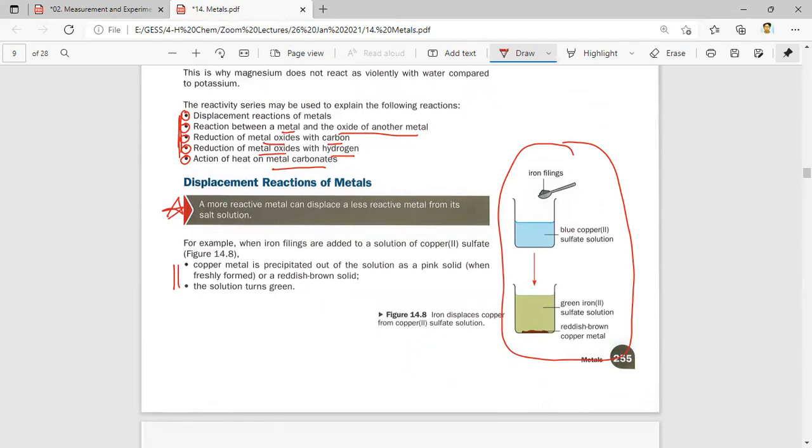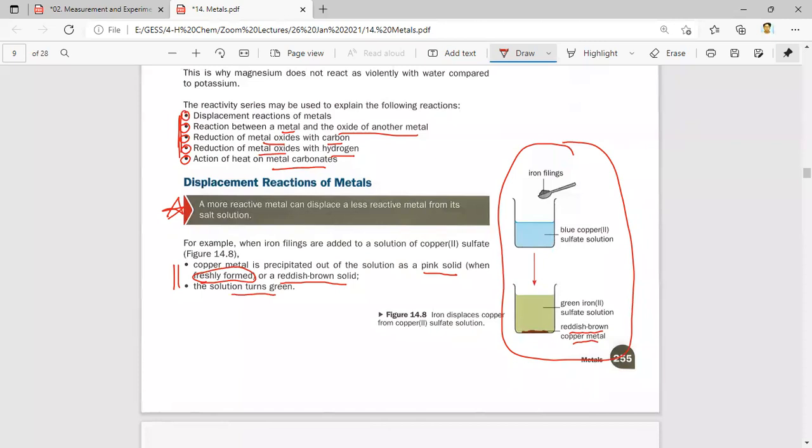The description of copper metal is that it's a reddish brown metal. But you can see here, copper metal comes out as a pink solid when freshly formed. Normally in the lab, you won't be able to see this because the color is quite hard to see. Most probably, what you'll commonly see is a reddish brown solid. So copper metal is normally a pink solid when it's fresh, but if you leave it there for a while, it will typically become a reddish brown solid. Next, the solution will turn green.